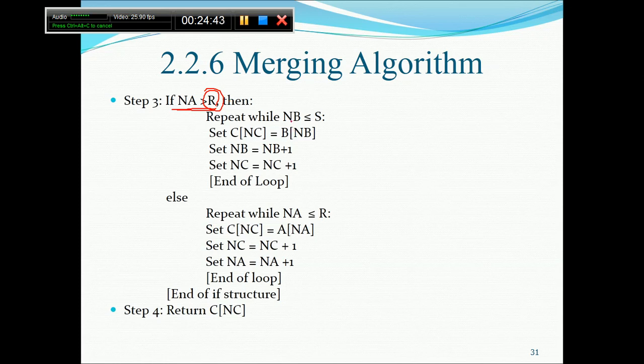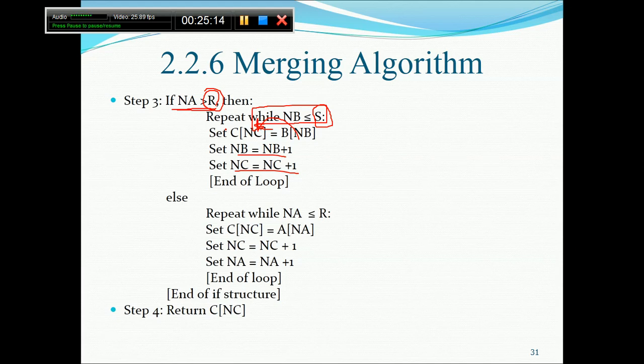This means I have to copy from the B array. So while Nb is less than or equal to S, meaning Nb has not yet reached the number of elements present in the array B, which is represented by S, it keeps on copying from B to C, with Nb equal to Nb plus 1 and Nc equal to Nc plus 1. See, again I am repeating, step 3 generally works whenever one of the arrays A and B has been exhausted, and you have to copy the content of the second array.